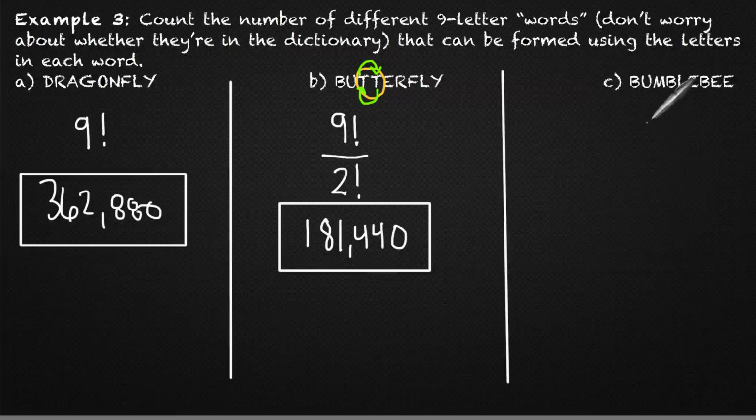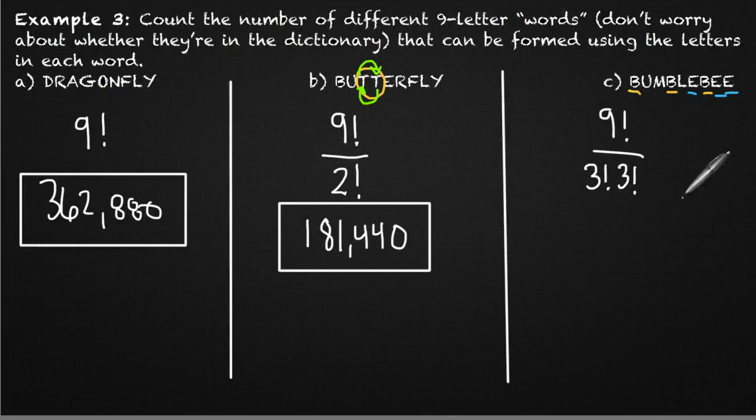All right, now part C is the same deal. We have 9 letters, so we're going to start by saying, well, there are 9 factorial different ways that you could arrange the letters in the word bumblebee. But it looks like we have 3 B's, 1, 2, 3, and we also have 3 E's. So we have a couple of letters that are being repeated. So what we want to do is we want to say, I'm going to divide by 3 factorial for the B's, and I'm going to divide by 3 factorial for the E's.